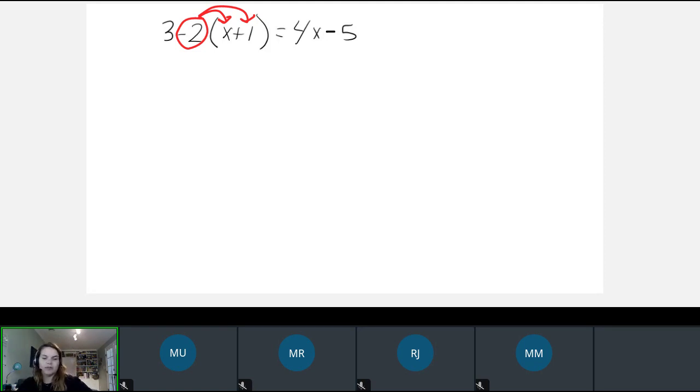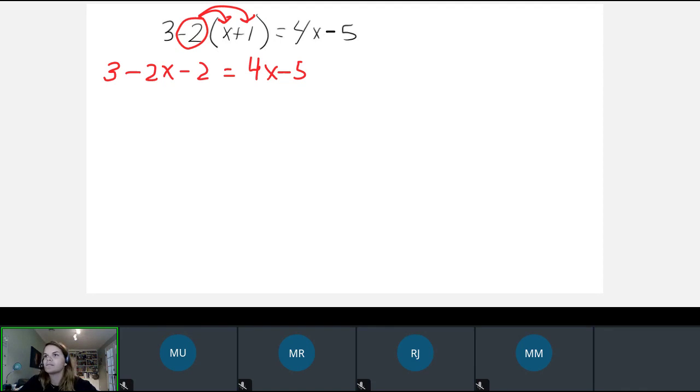Excuse my sloppy writing on the board. Alrighty, so when I say that we're going to distribute the -2, that means we are going to multiply. So nothing happens to my 3. I'm going to have -2 times... that's going to be negative 2. And that's going to be equal to 4x minus 5.